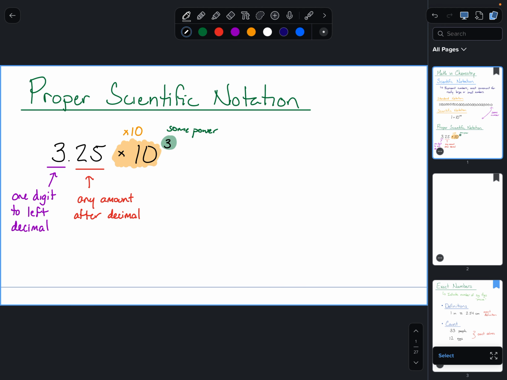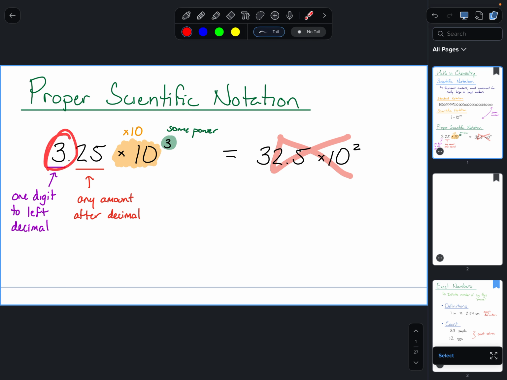All right, to be clear, from a math standpoint, this would be the same thing as 32.5 times 10 squared. Those are the same number from a math perspective, but this is not proper scientific notation. What makes this not proper? I got more than one digit to the left of that decimal, right? We can only have one digit to the left of the decimal. We can't have two or more. All right, that's what we call proper scientific notation.